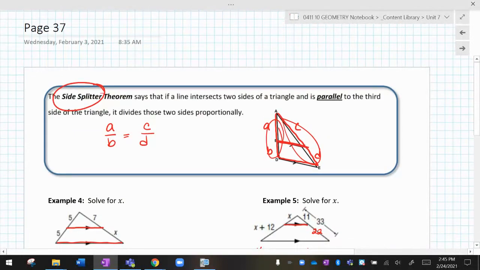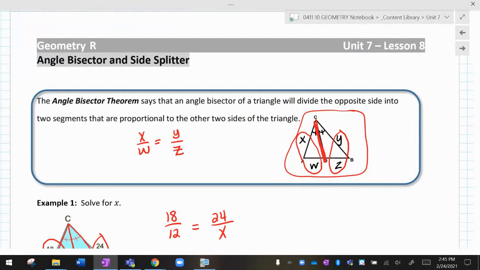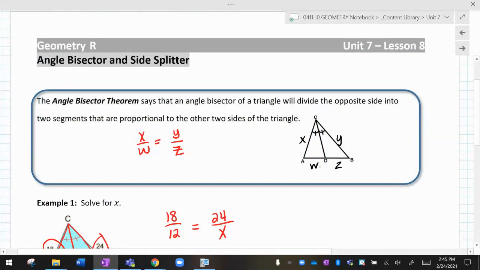I'm done. Okay, what are the big ideas? They're in the box. The side splitter theorem says top piece over bottom piece equals top piece over bottom piece. The angle bisector theorem says if you bisect an angle in the triangle, the side compared to the bottom is equal to the side compared to the bottom. That's it. Hopefully that makes sense.